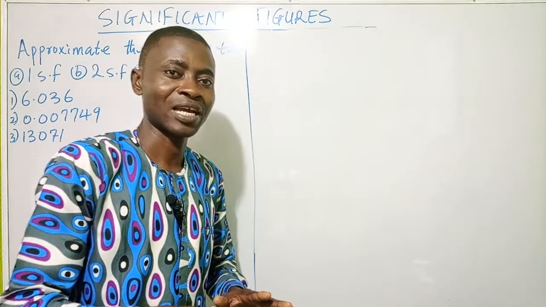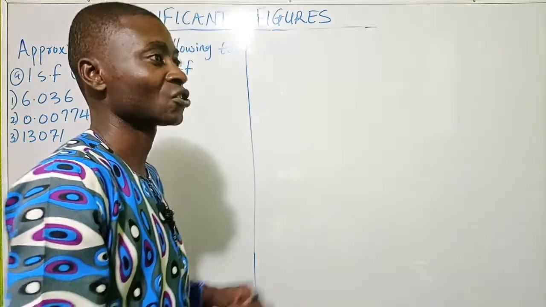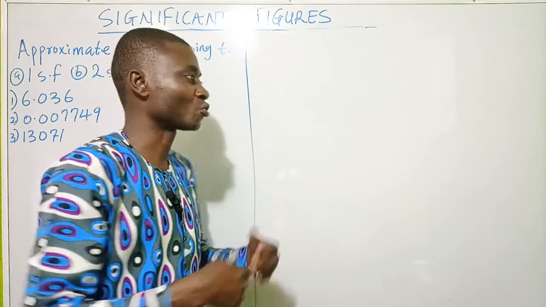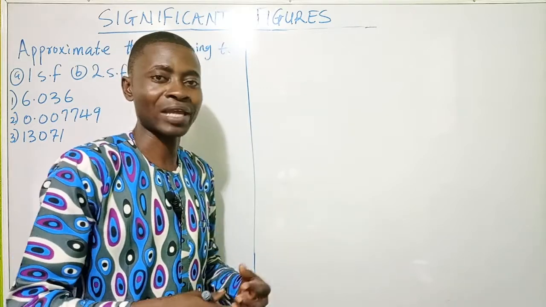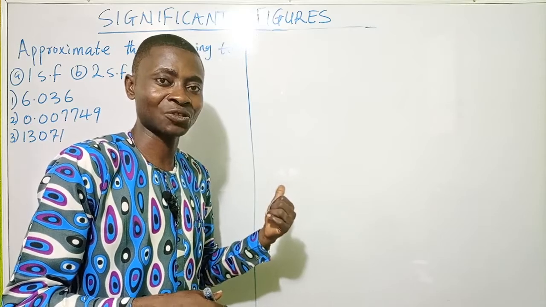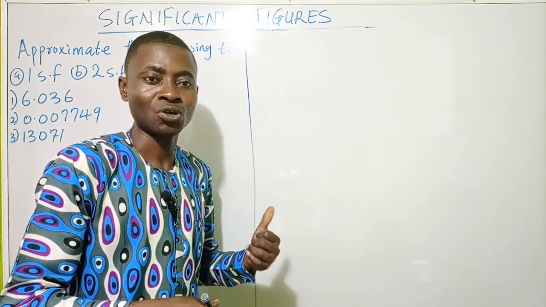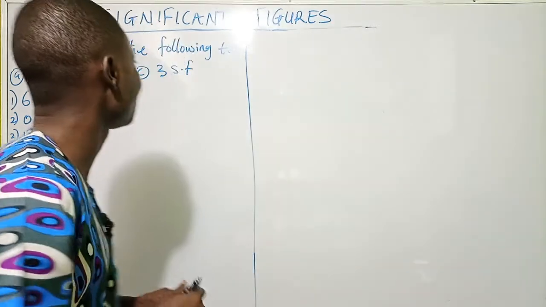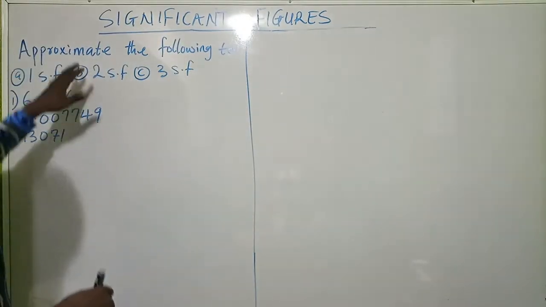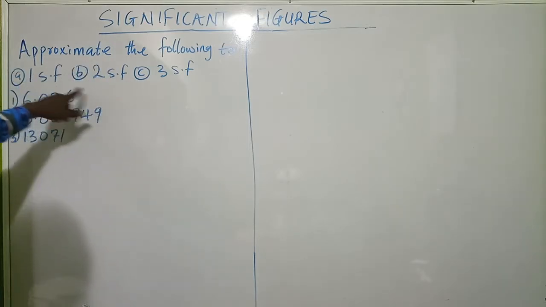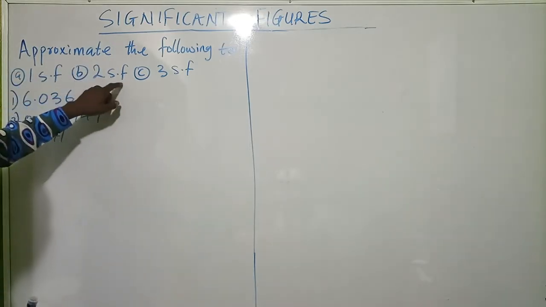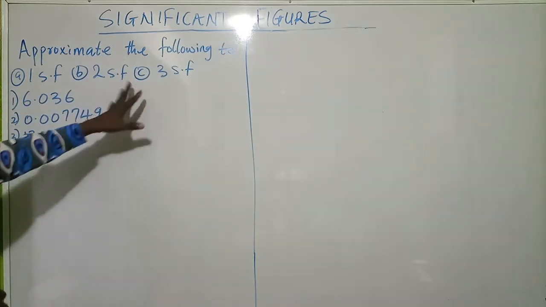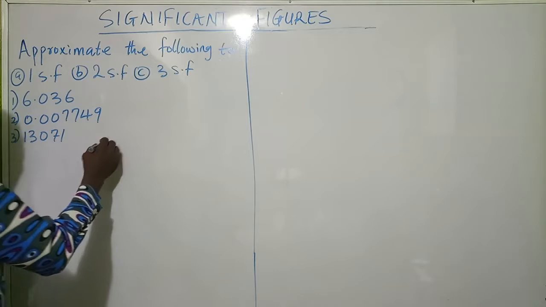We have some examples on the board that I will use to demonstrate how we can answer questions, especially when a question says solve this and leave your answer to two significant figures, or to three significant figures, or whatever. At the end of this class today, you will be able to do just that because it's very simple and easy. The question says approximate the following to one significant figure, two significant figures, three significant figures. We have three questions on the board that I'll be using to practically demonstrate this.